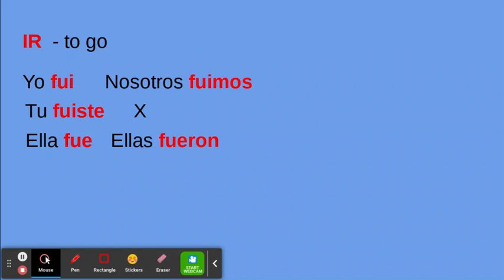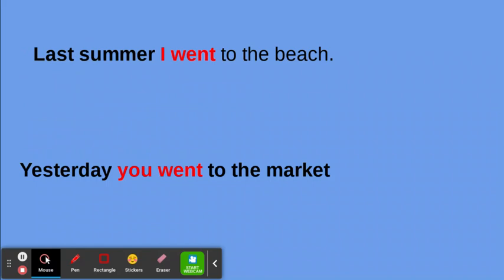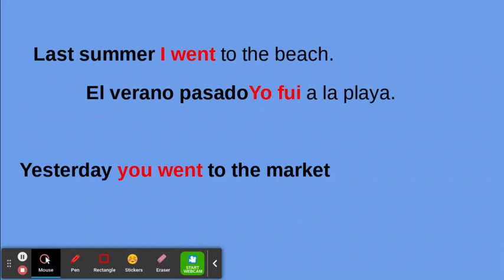Here are some examples with the verb to go in the preterite, in the past tense. Last summer, I went to the beach. El verano pasado, yo fui a la playa. Yesterday, you went to the market. Ayer, tú fuiste al mercado. So a couple of things you want to look at here, okay? After that fui and fuiste, we find a place. So if it's followed by a place, we know it's going to be to go.